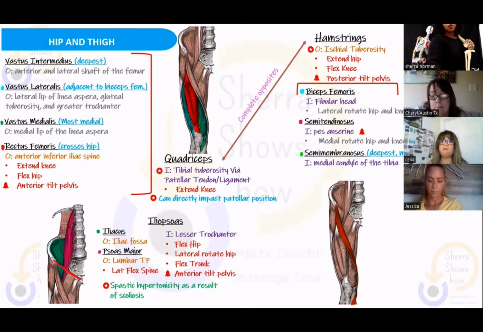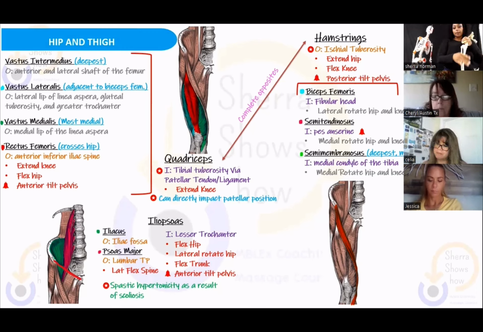Okay. And then, of course, there are some secondary actions that we really don't care much about. It's very useful in practical application if you do therapeutic work, but we don't care about it for MBLEX. The biceps femoris also laterally rotates the hip and knee, and the semis medially rotate the hip and knee. Pes anserine is a clue to that, right? So please, we got too much to worry about.